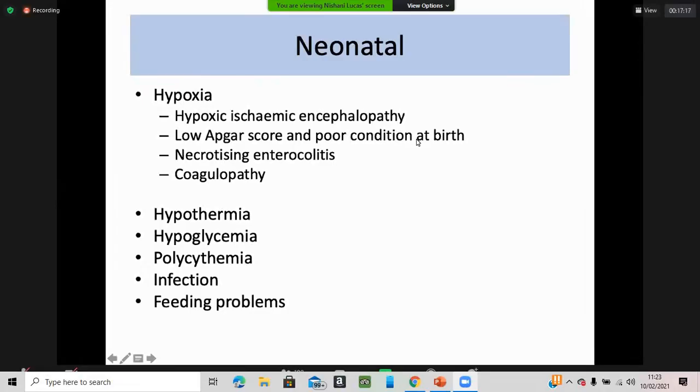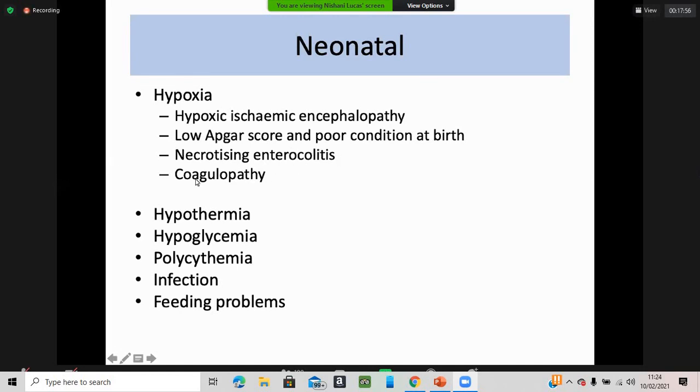Then the neonatal complications. So if the baby is born, there can be issues with hypoxia. If the baby makes it, right, there can be what is called hypoxic ischemic encephalopathy, where you get multi-organ dysfunction. Baby may get fits, coma, various things. Then low Apgar scores and poor condition at birth. Then there is a condition called necrotizing enterocolitis. This is where the gastrointestinal tract, the intestines, have been ischemic and they will show inflammation and reaction once there is no more hypoxia.